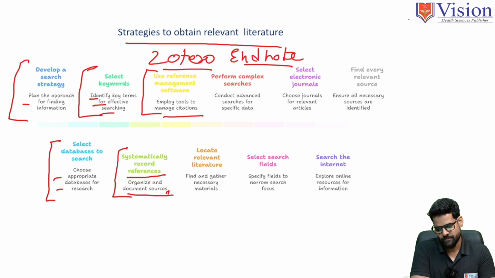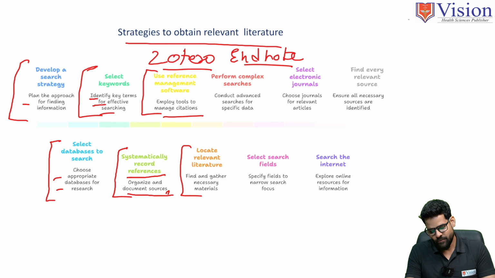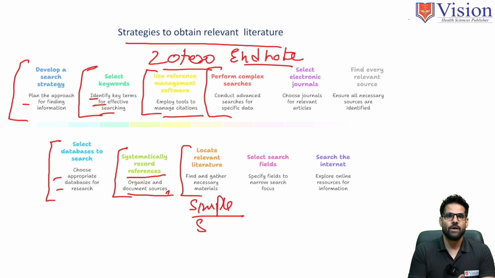Okay, that you can use. Then locate the relevant literature through the database or maybe the online journals which are available, and that is what we call a simple search. Simple search, and then perform the complex search. What is complex search? Complex search is something where you try to perform a combined search.